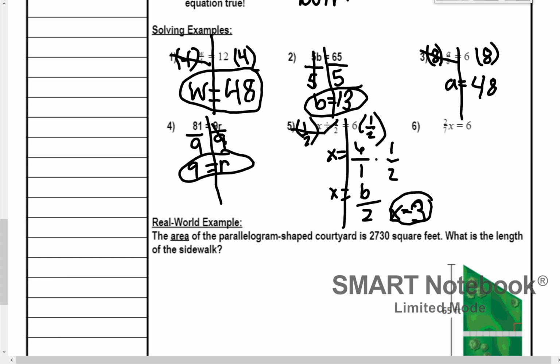Just a couple more. Here we have 2/7 times x. So to undo that, we divide by 2/7. So divide both sides by 2/7. 2/7 divided by 2/7 is just 1, so we're left with x equals, and we take 6 divided by 2/7. We make 6 a fraction, and we divide it by 2/7.